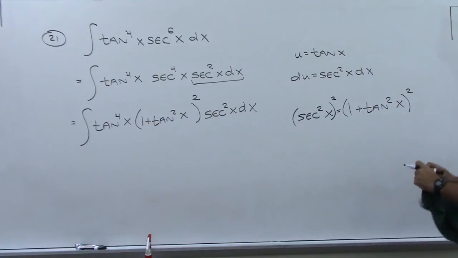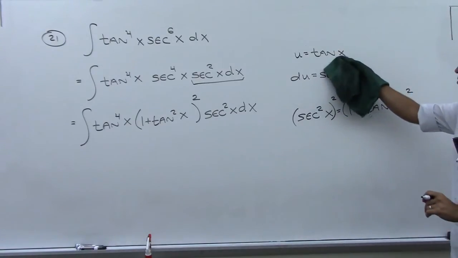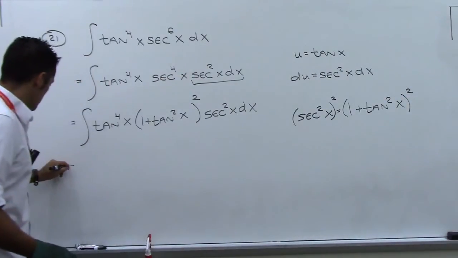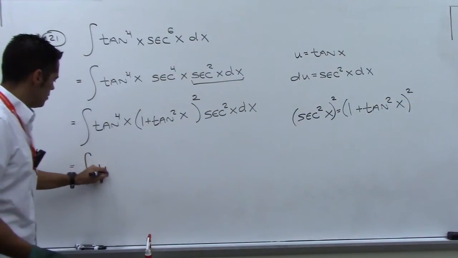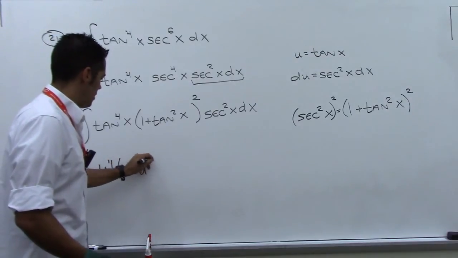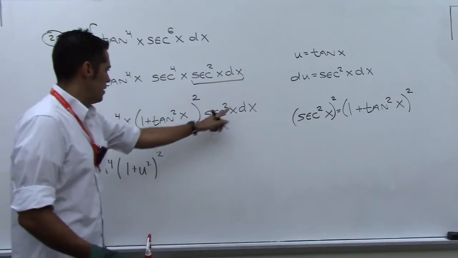And now I make my substitution. U is tangent. So when I make the substitution, I've got integral u to the fourth, 1 plus u squared, squared, and then that's du.